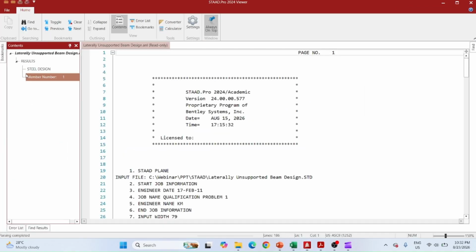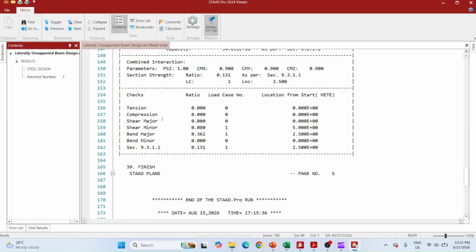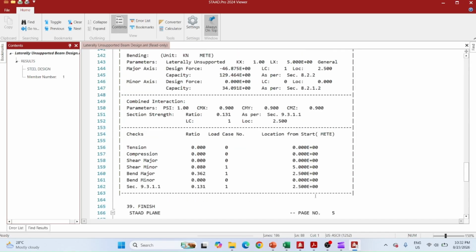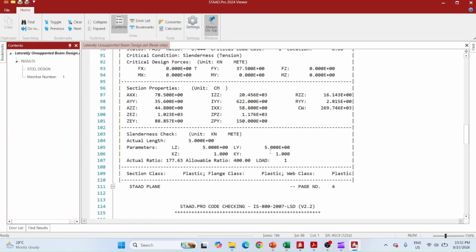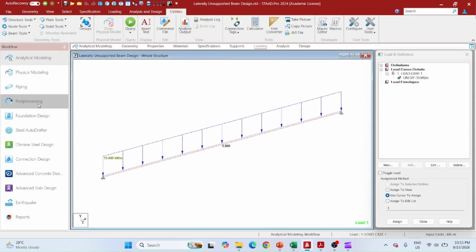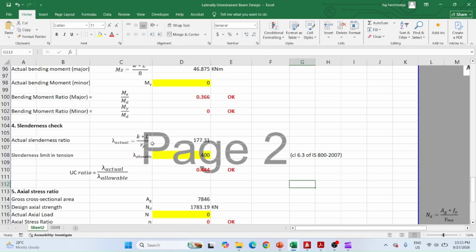Let's see in STAAD instead. Here you can see the most critical. If you go in post processing and if you click on utilization ratio, you can see the maximum utilization ratio is in slenderness, that is 0.444. So it is exactly matching with our manual calculation.